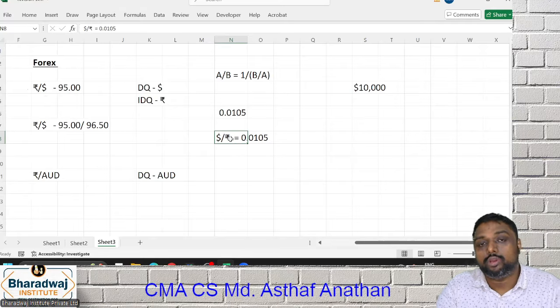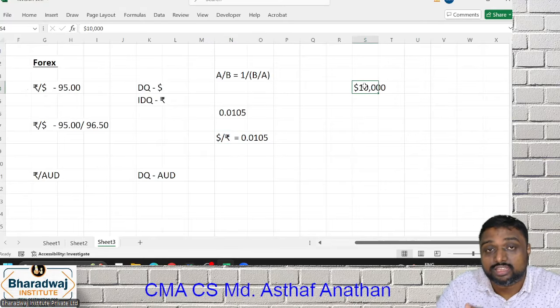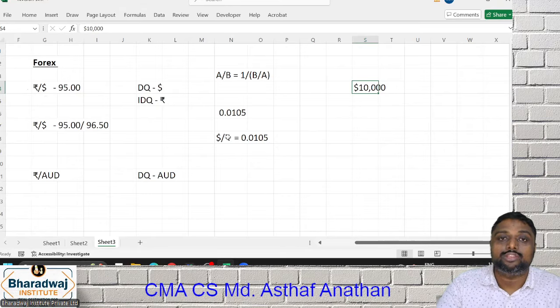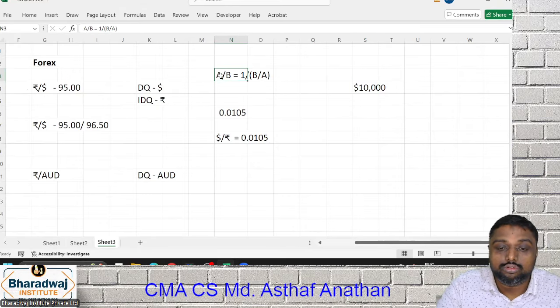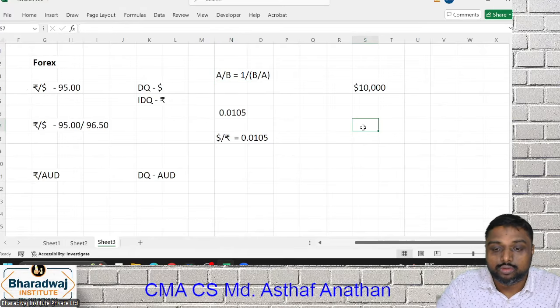When you get dollar per rupee, here the question is given $10,000. You have to make a payment. So $10,000 dollar is a numerator, so it is not a direct quote. So we have to do this strategy. You have to divide. So what you have to do?